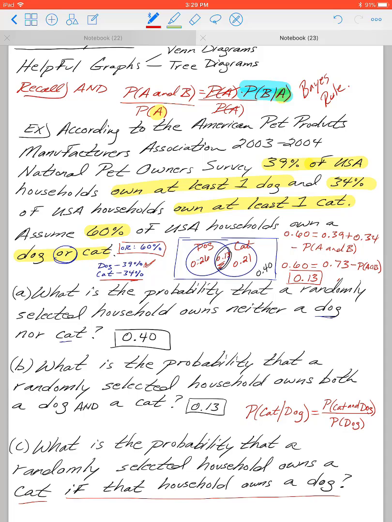So this is equal to, our intersection is 13% again, and just having a dog in general is 39%. I like to put things in decimals even though I'm reading them as percents. So we should see that about 1/3 of the time, 33% of the time, if a household has a dog, we're going to expect them to also have a cat. So Venn diagrams, very nice.